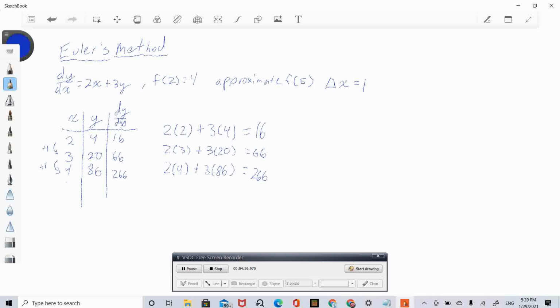And moving forward one more step, to x equals 5, we add 266 to the y value because that's the slope and we're increasing by 1. And we approximate this y value to be 352. So that's our approximation of this graph. It's not a perfect approximation. If we wanted to improve it, we could decrease the step size. But using Euler's method, this is the approximation that we get.